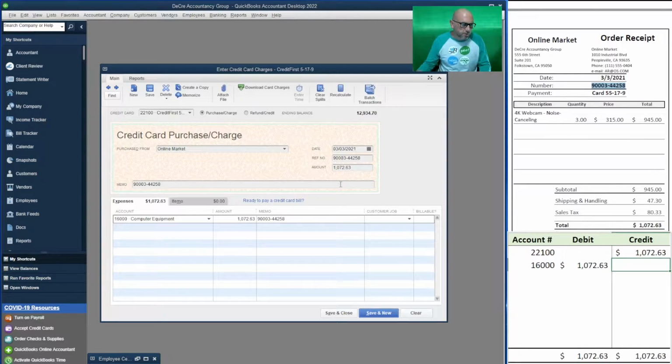There it is, debits and credits. This is a debit to account 16,000, which is an asset. Assets go up when debited. And this amount is a credit to account 22,100. Why? Because it's a liability, and liabilities go up when they're credited. We're buying some equipment that goes up, and we're funding it with liabilities. Therefore, liabilities go up as well.